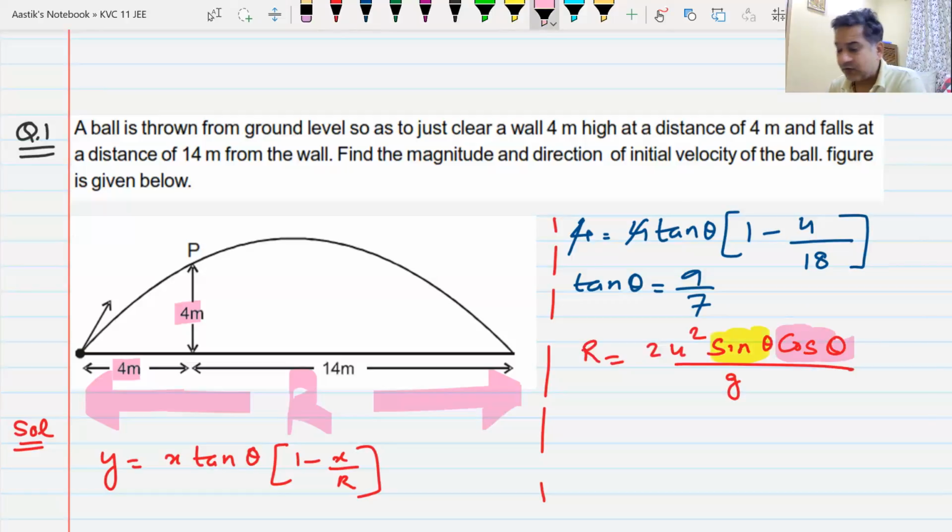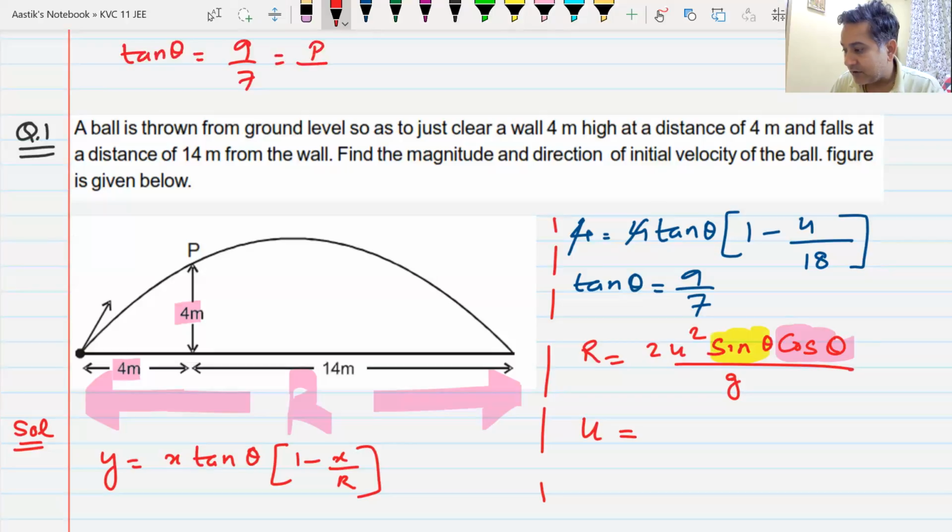You can either do it this way or you can compare it with the equation of trajectory and get your answer. I will leave this task to you. I'll give you 2 minutes to tell me the value of u by calculating sin theta and cos theta from the value of tan theta. Remember how to get sin theta and cos theta from tan theta. Remember, tan theta is 9 by 7.